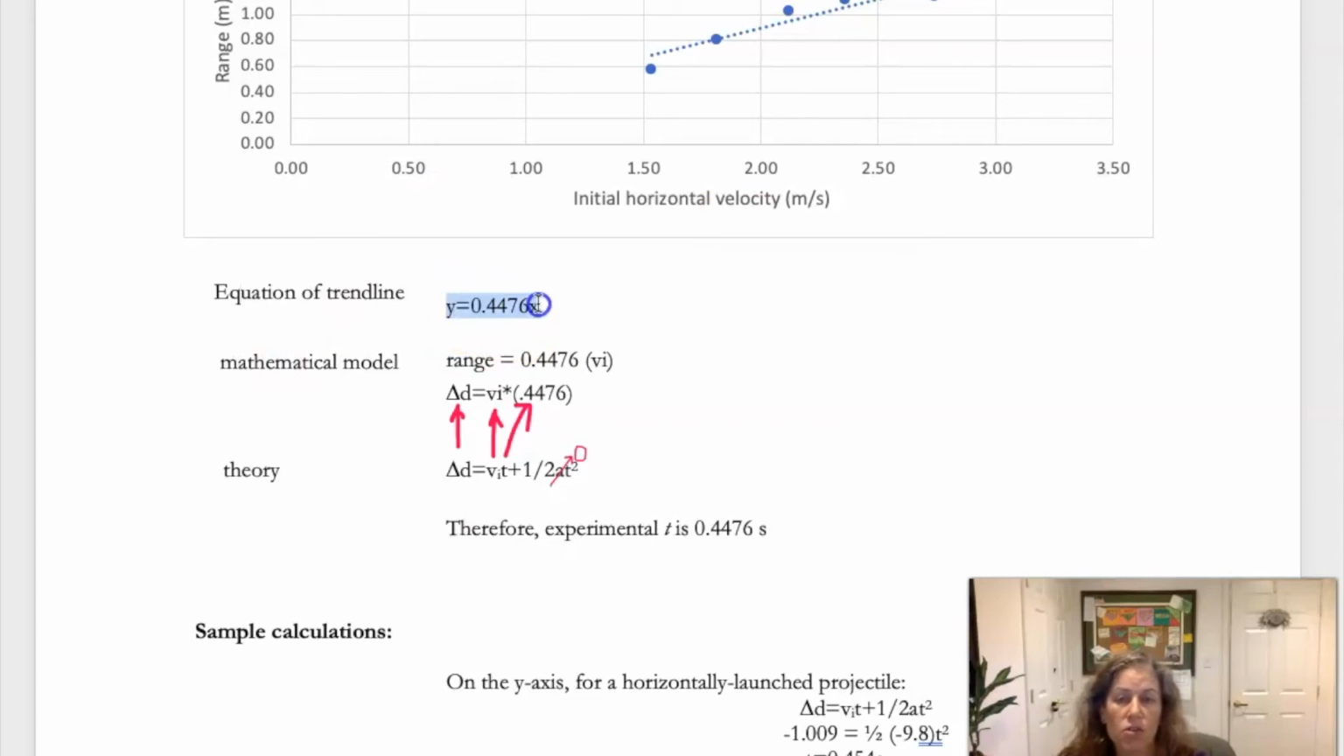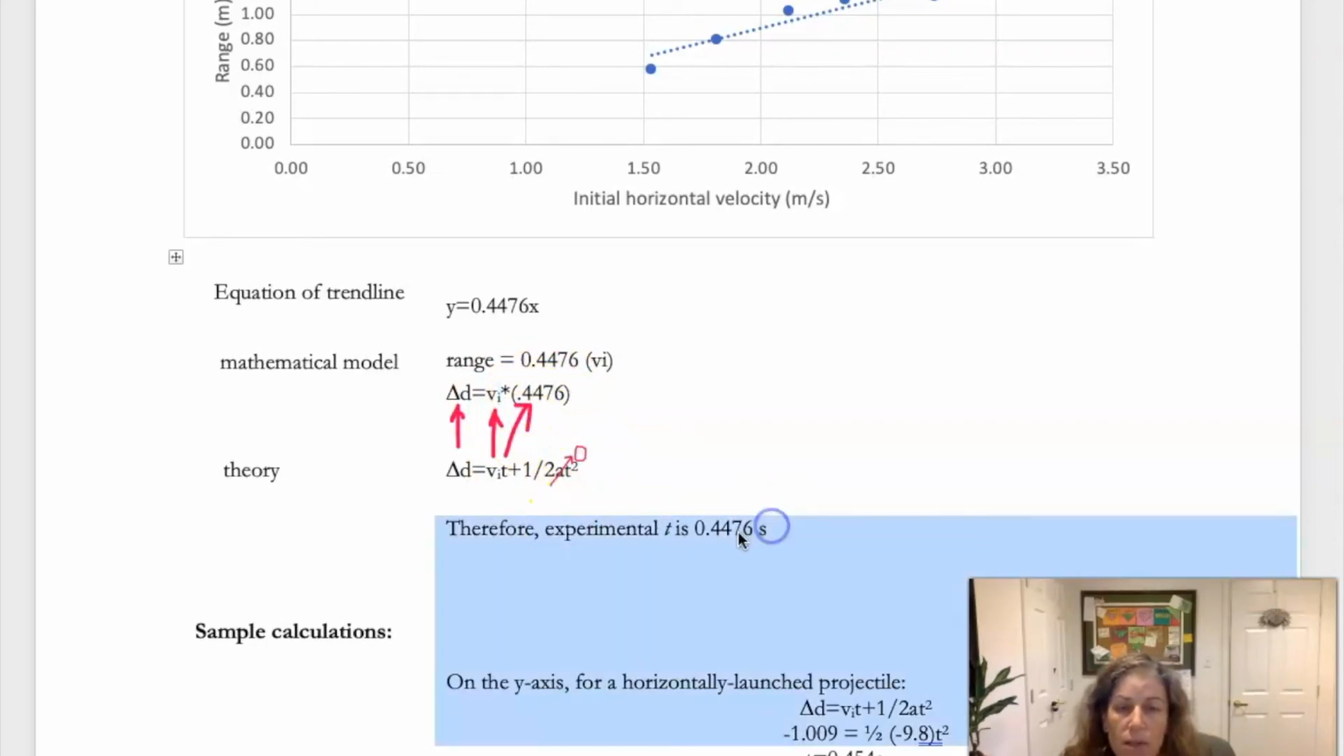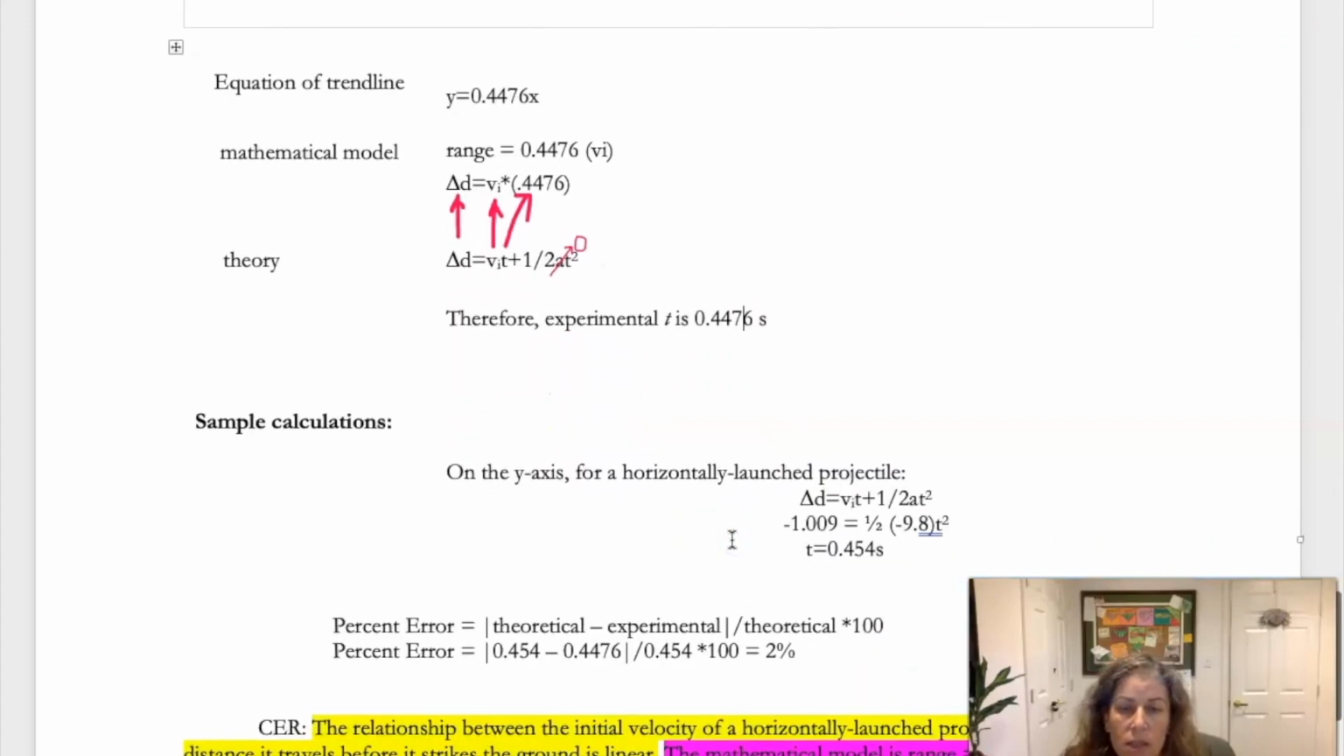So it's similar steps, but it's used for a different purpose. So this is the trend line equation. Here's my mathematical model where I substitute in range for y and horizontal velocity for x. So that's what I did here. And then using that, I can now see that delta D, VI, and therefore this must be T. This is the hang time because acceleration should be 0. So my experimental time is 0.4476.